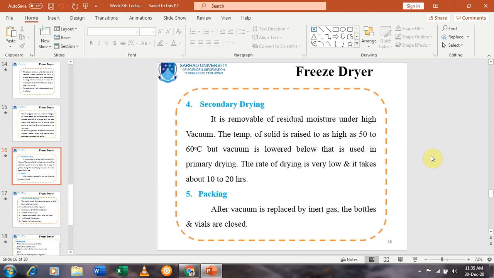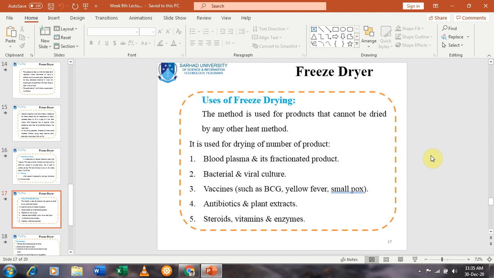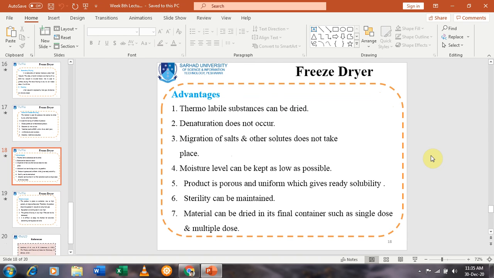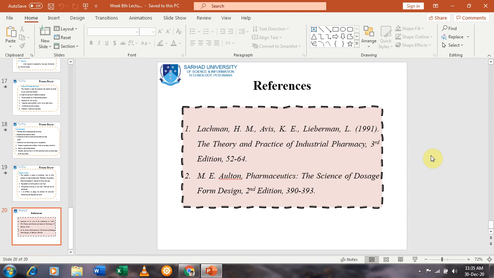And then we discussed the packing and usage of freeze drying, with some examples of products that are used. Advantages and disadvantages. Thank you all.